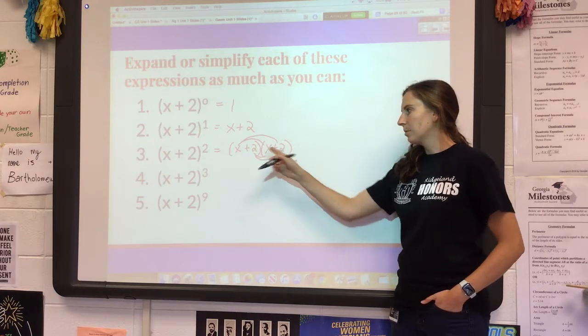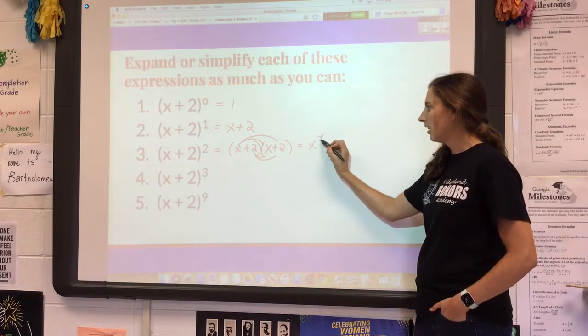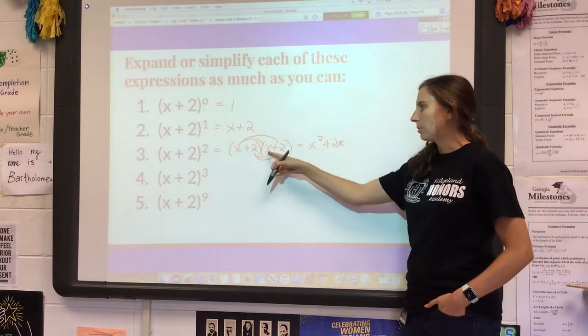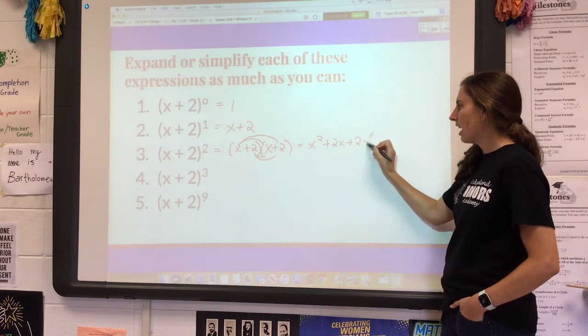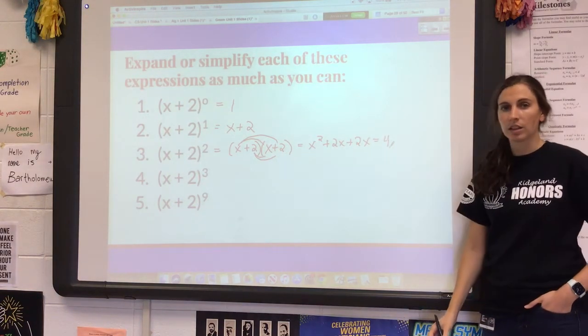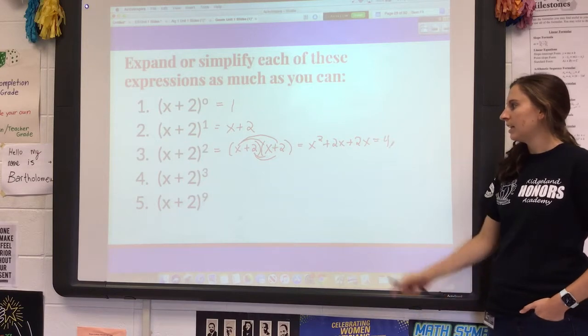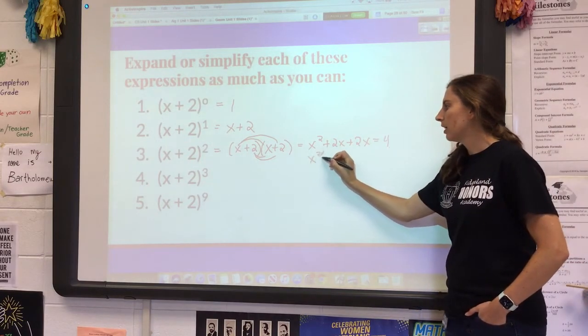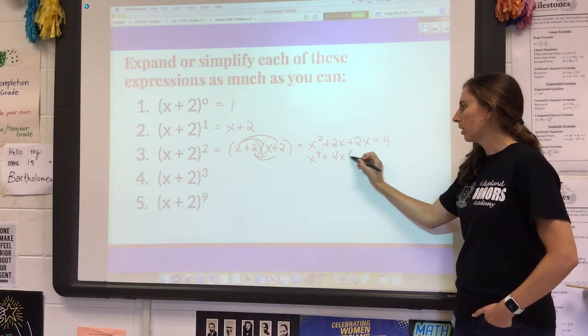So I'll get x times x, which is x squared. x times 2 is 2x, 2 times x is another 2x, and 2 times 2 is 4. So there's a lot more here than we originally thought. 2x plus 2x can combine, and we'll get x squared plus 4x plus 4.